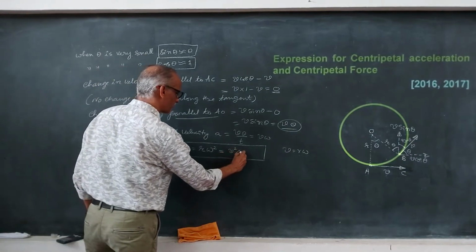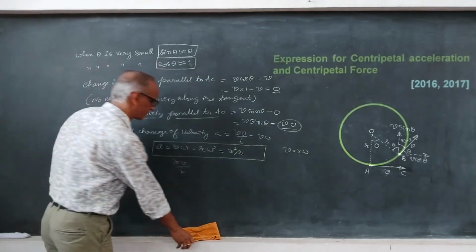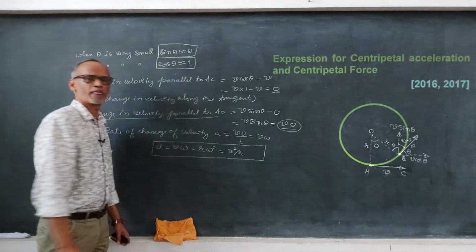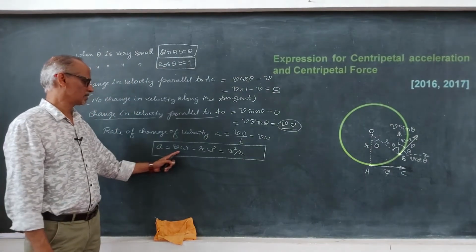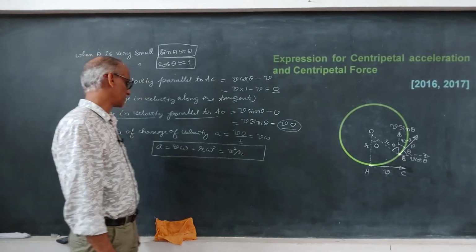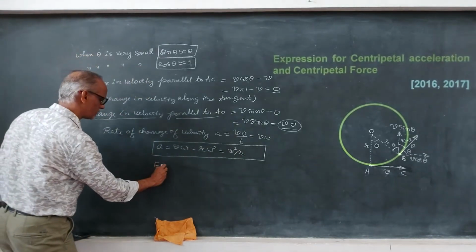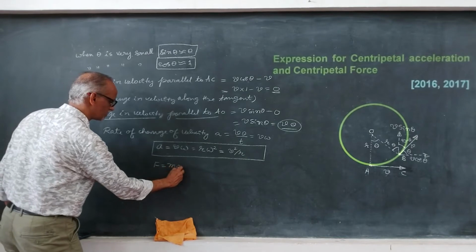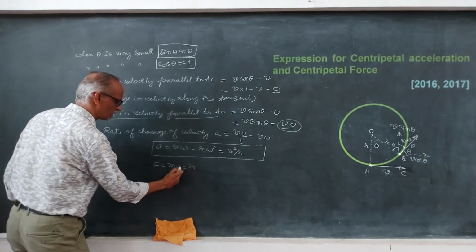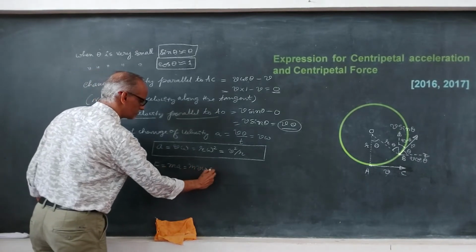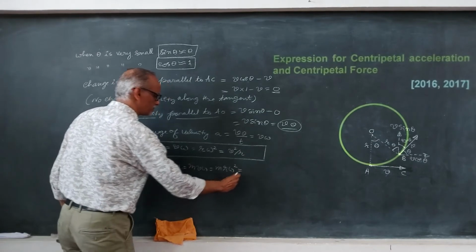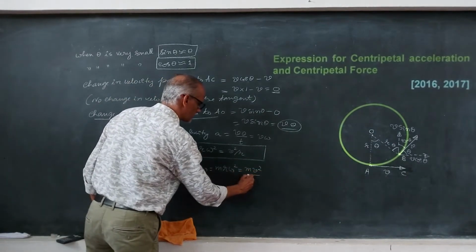So this is how we get three different forms of the centripetal acceleration: A is equal to V omega, A is equal to R omega square, and A is equal to V square by R. See, once we get the formula for acceleration, we can very easily write the formula for force, because F is equal to m into A. So m into A is nothing but m V omega, m R omega square, m V square by R.